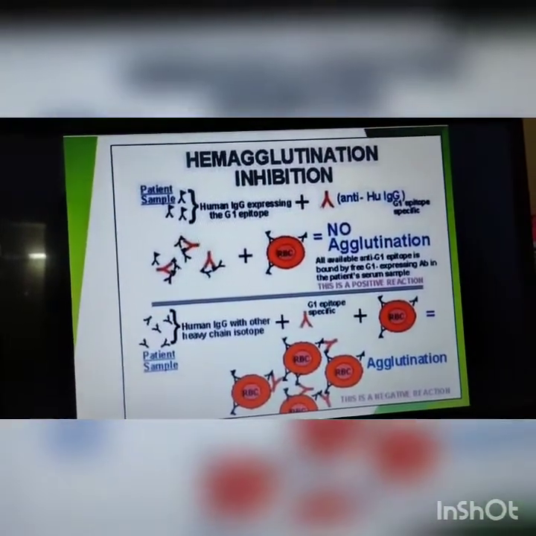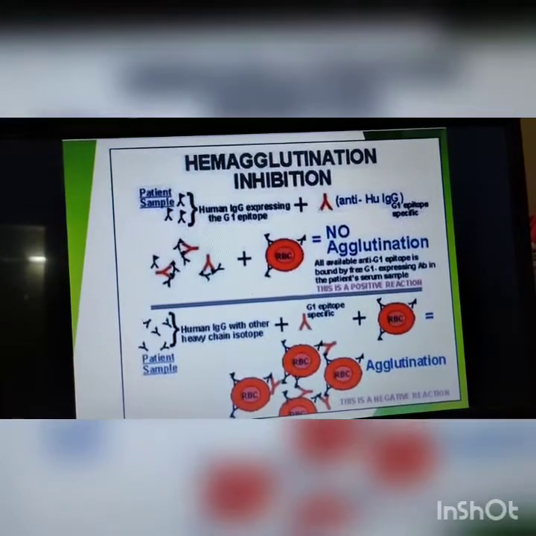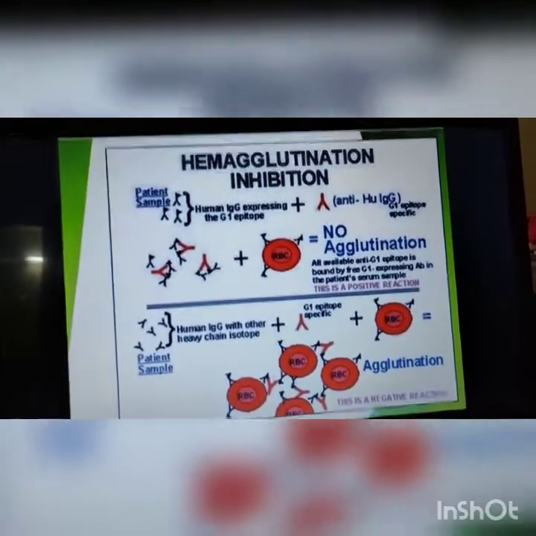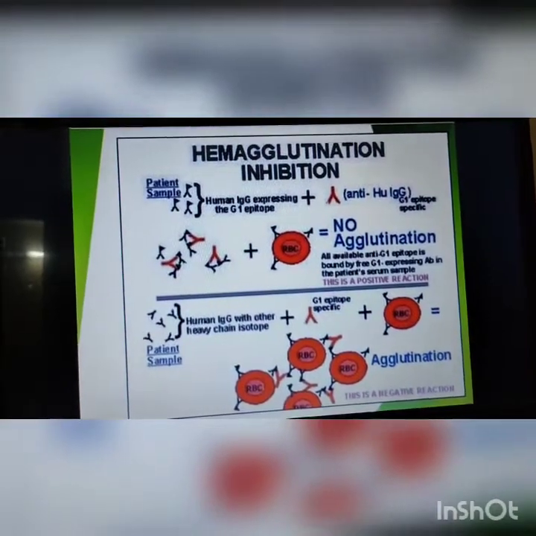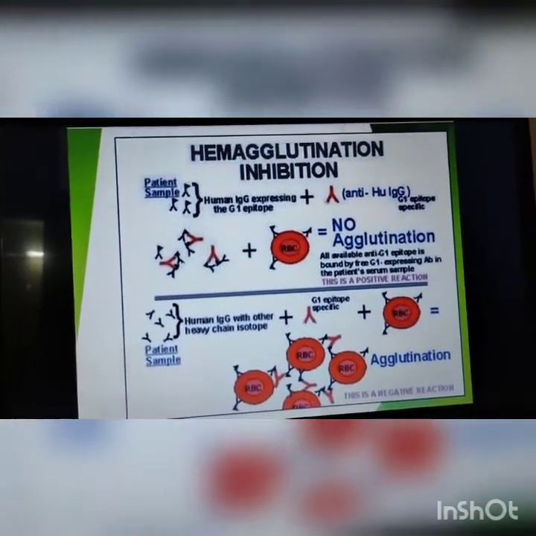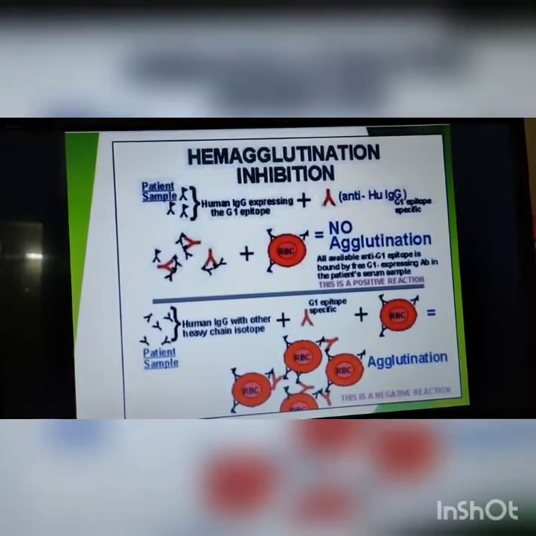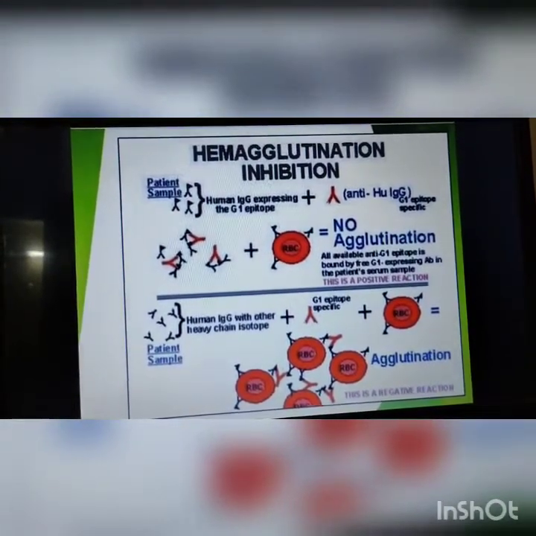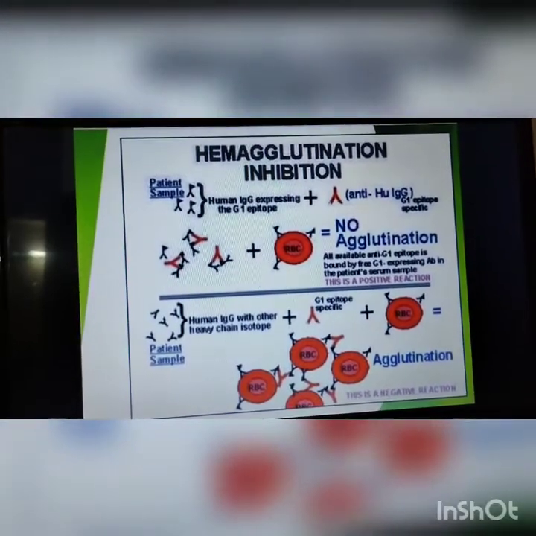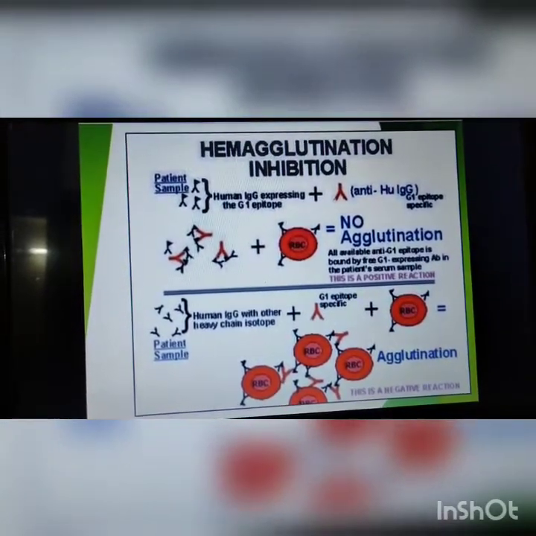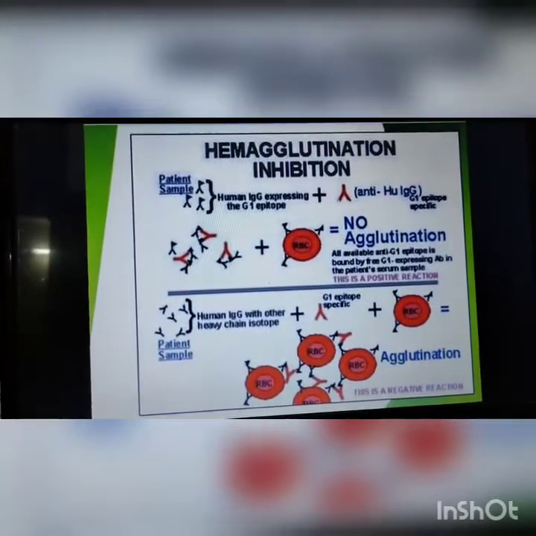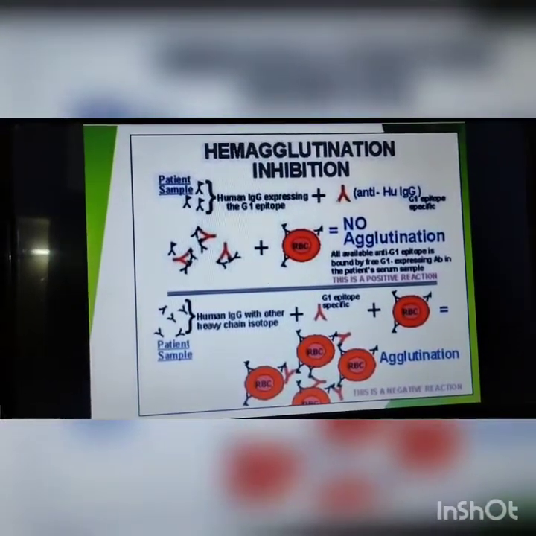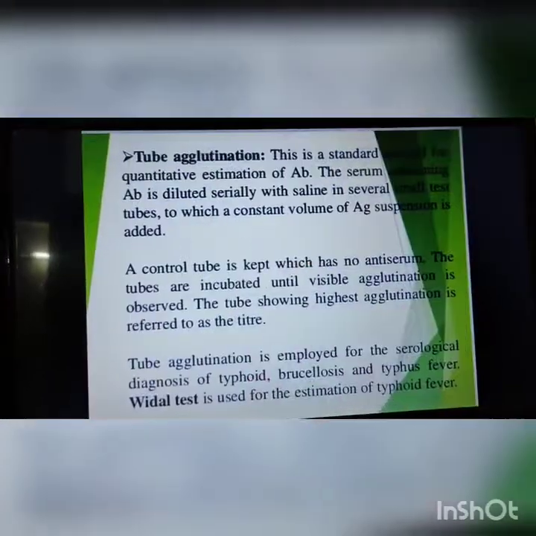Then this is the hemagglutination inhibition. In the first diagram, that is a patient sample with human IgG expression, the G1 epitope, and the RBC. Then there is no agglutination, which means the test is a positive reaction. In the other case, human IgG with the heavy chain isotype and the patient sample, and then IgG, there is agglutination. Agglutination occurring means it is a negative reaction.